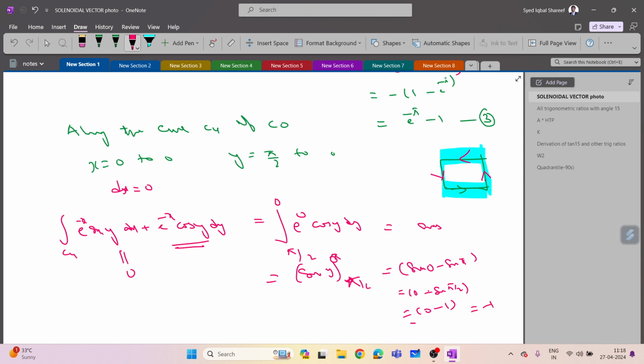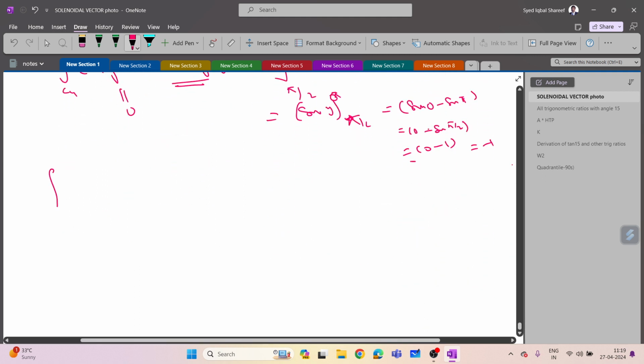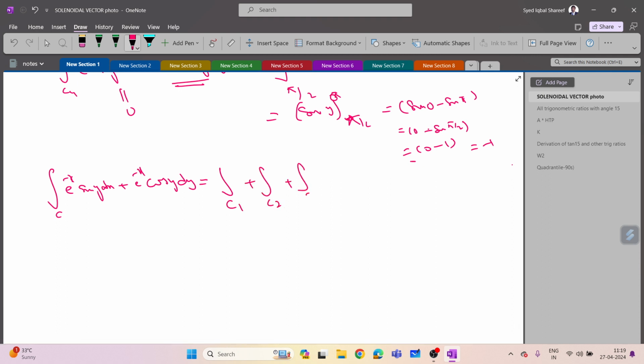Now we are done with this. Now integration taken over the curve C of e to the power of minus x sin y dx plus e to the power of minus x cos y dy equals integration taken over the curve C1, curve C2, curve C3, curve C4. So the first value is 0, the second value is e to the power of minus pi, the third value is e to the power of minus pi minus 1, and the fourth value is minus 1.